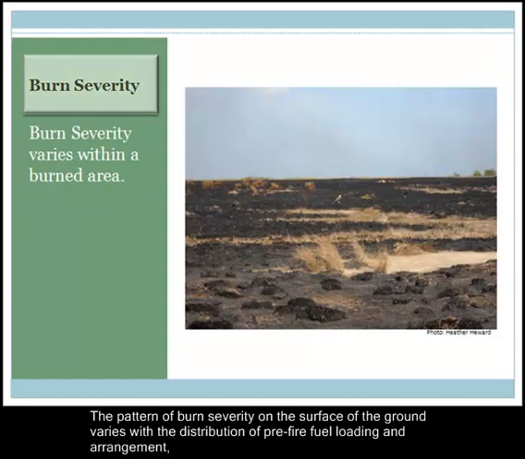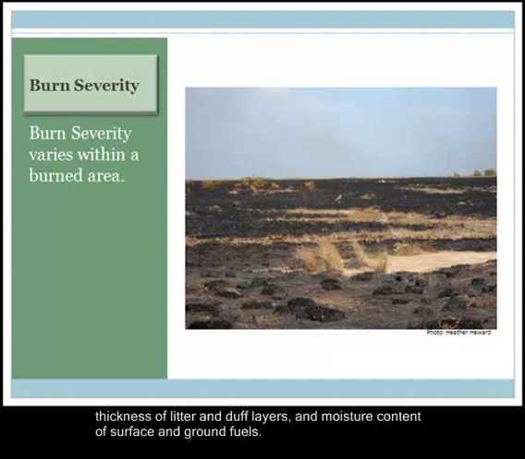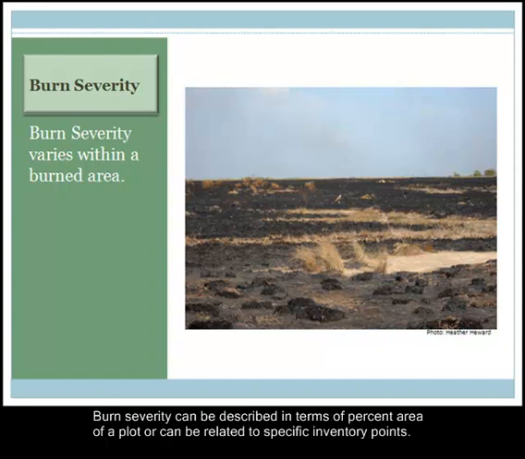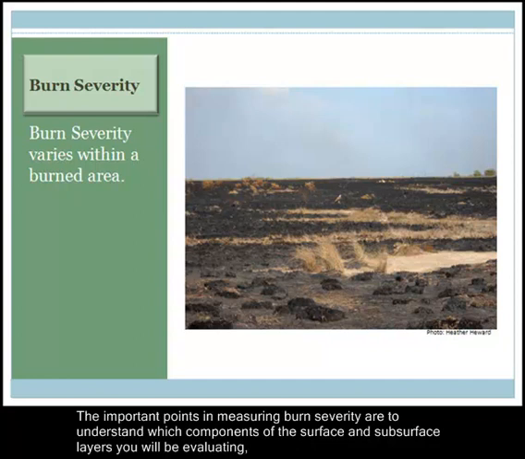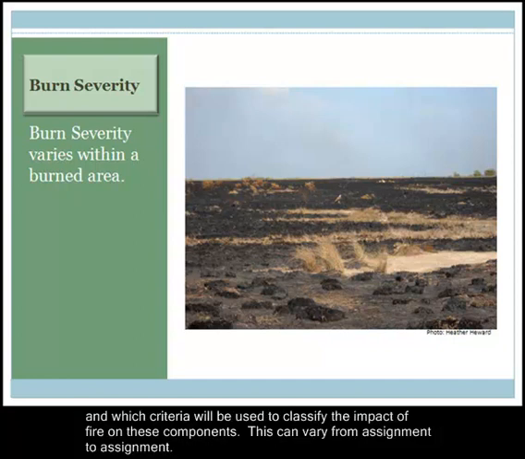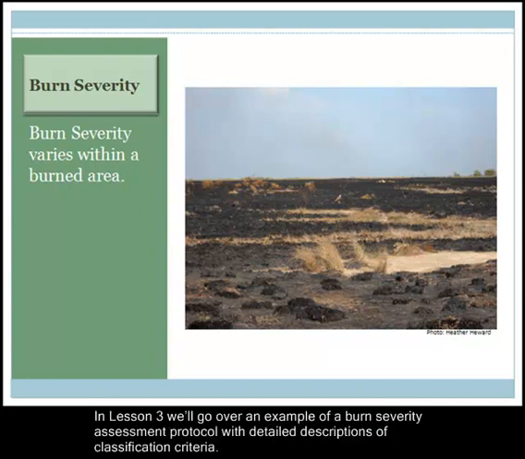The pattern of burn severity on the surface of the ground varies with the distribution of pre-fire fuel loading and arrangement, thickness of litter and duff layers, and moisture content of surface and ground fuels. Burn severity can be described in terms of percent area of a plot or can be related to specific inventory points. The important points in measuring burn severity are to understand which components of the surface and subsurface layers you will be evaluating, and which criteria will be used to classify the impact of fire on these components. This can vary from assignment to assignment. In Lesson 3, we'll go over an example of a burn severity assessment protocol with detailed descriptions of classification criteria.